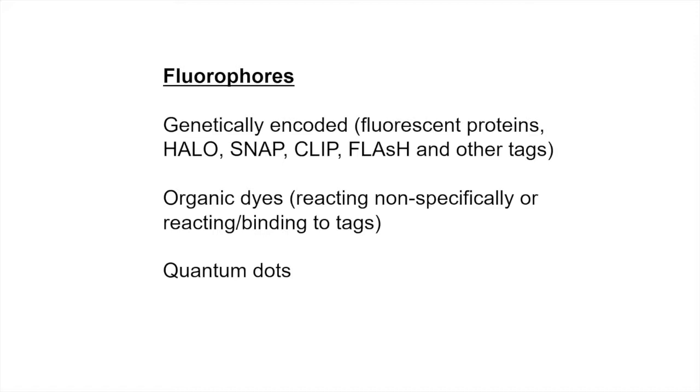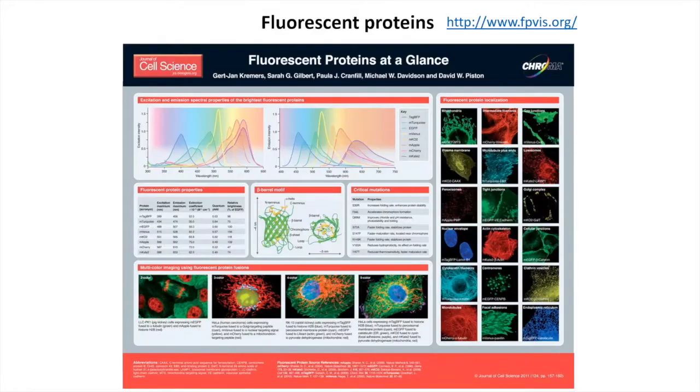There are organic dyes that could be reacted with the above fluorophores, and also non-specifically to proteins, to amino groups, etc., as well as quantum dots that come with bioconjugated or other functionalized means that would allow you to tag your molecules with quantum dots. And the advantage of quantum dots, obviously, is that they're virtually indestructible, so they can be followed for a long period of time.